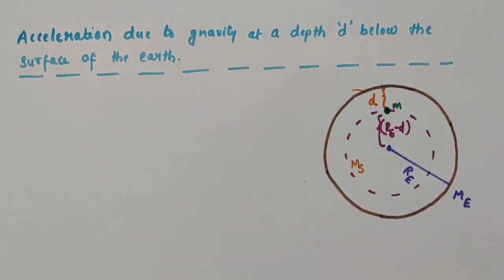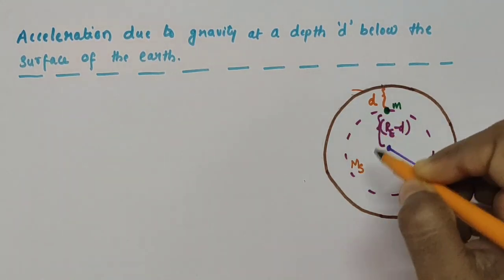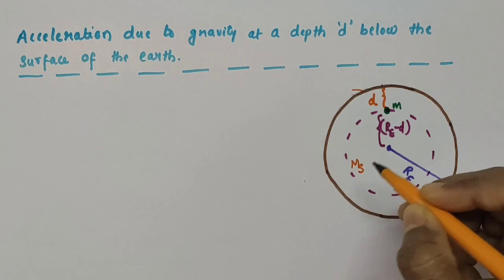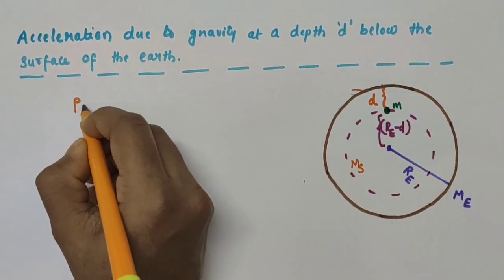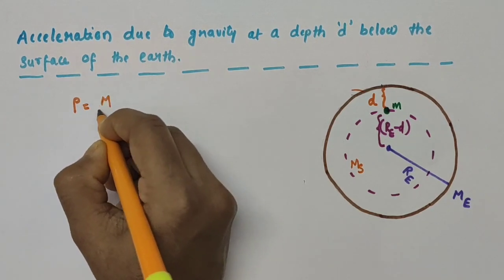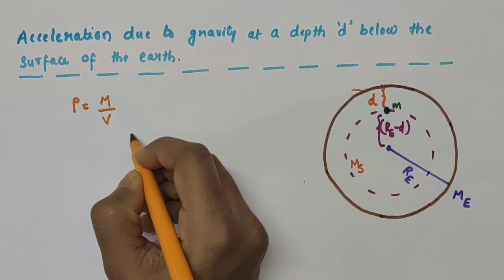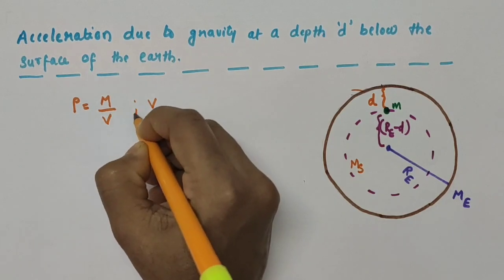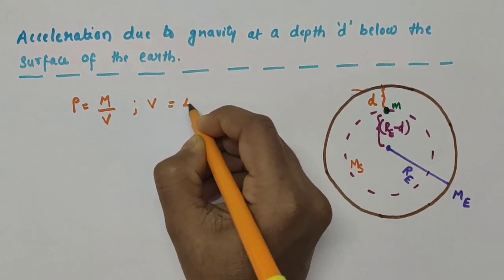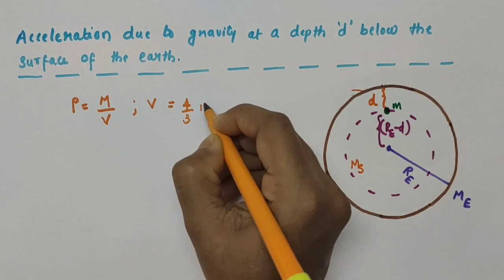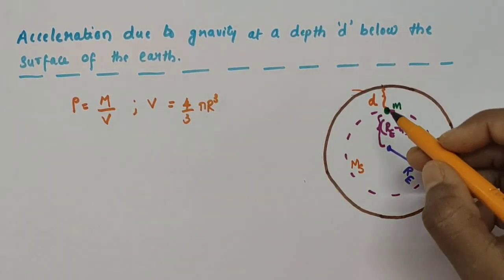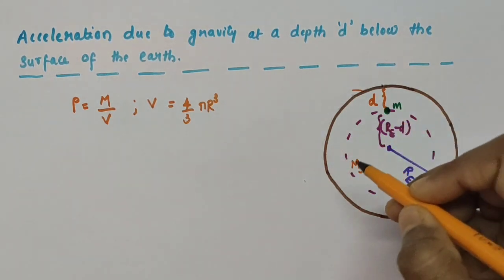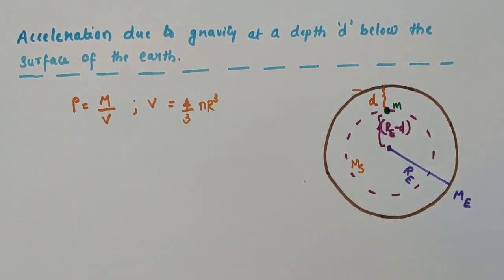If the earth is of uniform density, then the density of the smaller sphere of mass Ms and radius Re minus d can be written as density rho is equal to, we have the general expression for the density rho is equal to mass by volume, and we have a general expression for the volume of a sphere of radius r as V is equal to 4 by 3 pi r cube. Okay, so if we are considering this smaller sphere, its mass is Ms and radius is Re minus d.